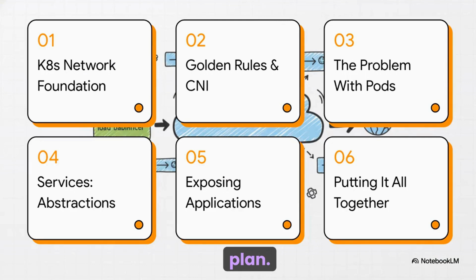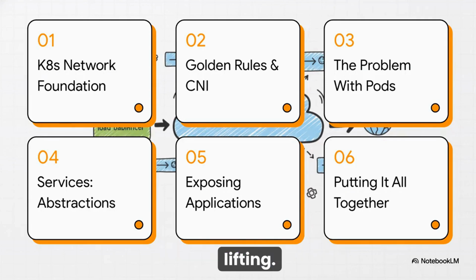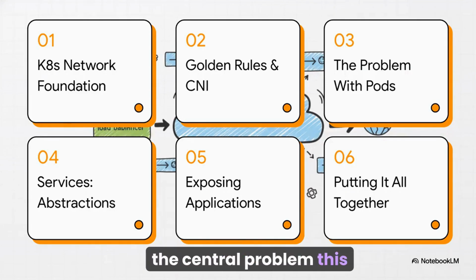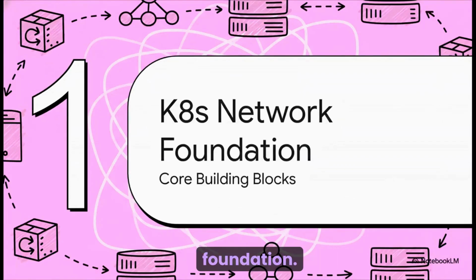All right, here's our game plan. We'll start with the fundamentals, the IPs and the machines. Then we'll dive into the core rules that make Kubernetes networking even possible, and the plugin system that does all the heavy lifting. After that, we'll look at the central problem this whole system is really designed to solve. From there, we'll introduce the hero of our story, the service, and show you how to expose your apps. And finally, we'll bring it all home with a real-world example. First up, let's lay the foundation.